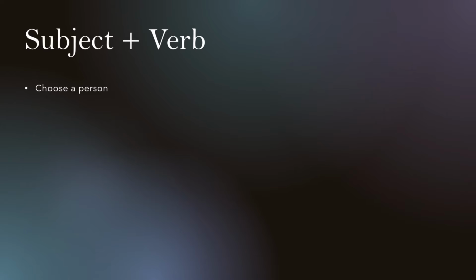So first thing I want you to do is choose the person. Who is doing the action? Who or what is doing the action in your sentence? Next, I need you to choose a verb. So this is the action that that item is doing.